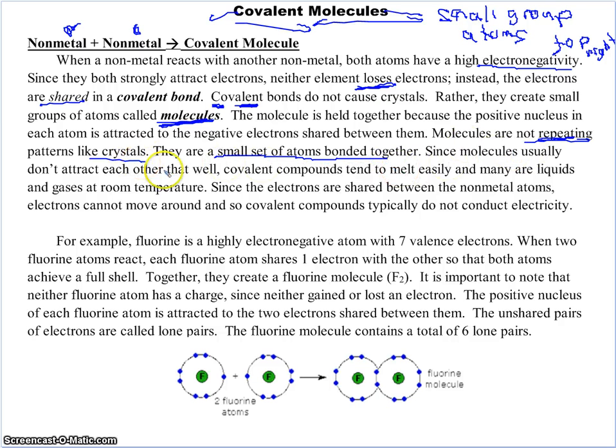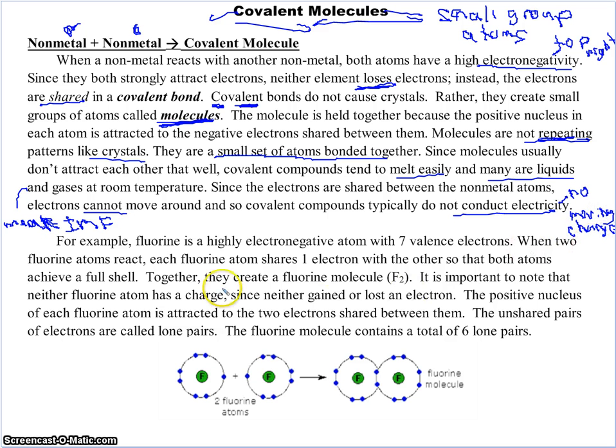Since molecules usually don't attract each other that well, covalent compounds tend to melt easily, and many are liquids and gases at room temperature. So they have weak intermolecular forces, if you remember our discussion from phases towards the beginning of the unit. Since the electrons are shared between the nonmetal atoms, electrons cannot move around, so covalent compounds typically do not conduct electricity. No moving charge.